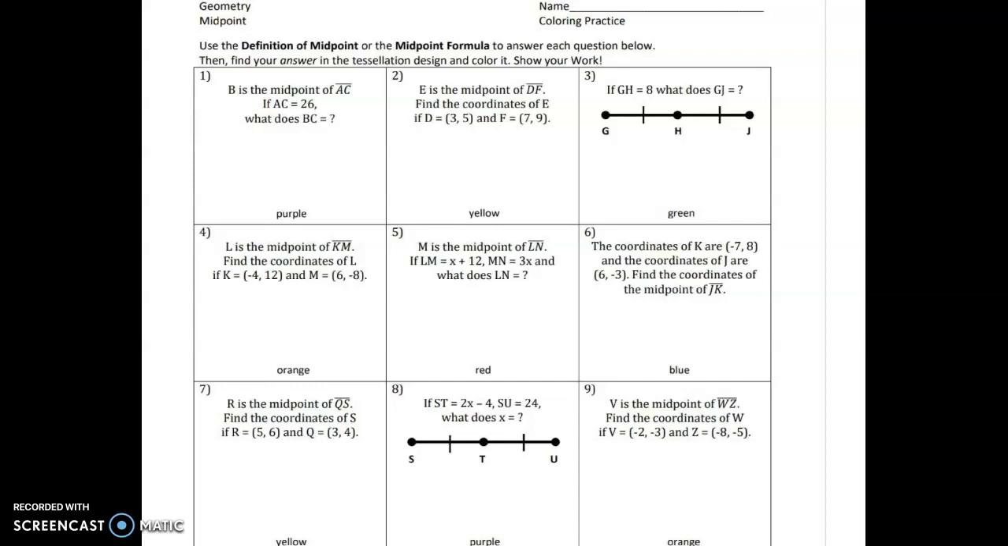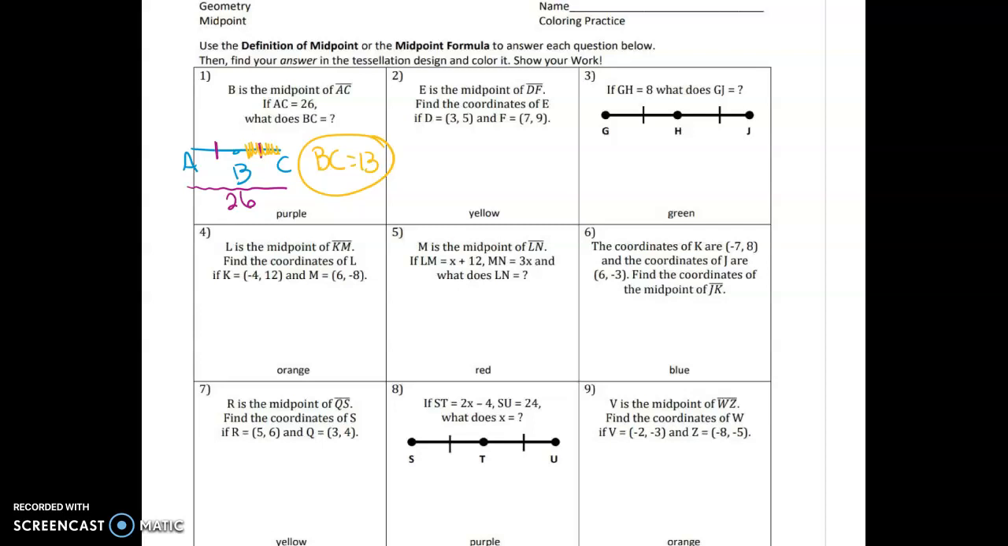So number 1 starts with B is the midpoint of AC. So here's AC, here's B. Since it's a midpoint, that means this segment is congruent to this segment. So from there, they tell me that AC, this whole thing is 26. And what I need to do is figure out just what BC is. So what that is going to mean is I just want to figure out what's this length from here to here. So if the whole thing is 26 and I've just cut 26 in half, that's going to make BC worth 13. So that's some of our midpoints.